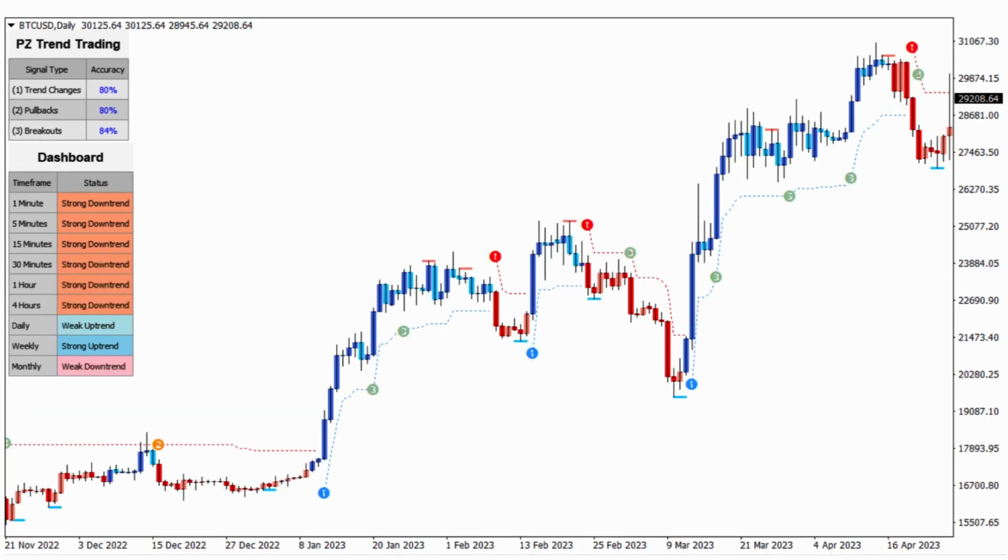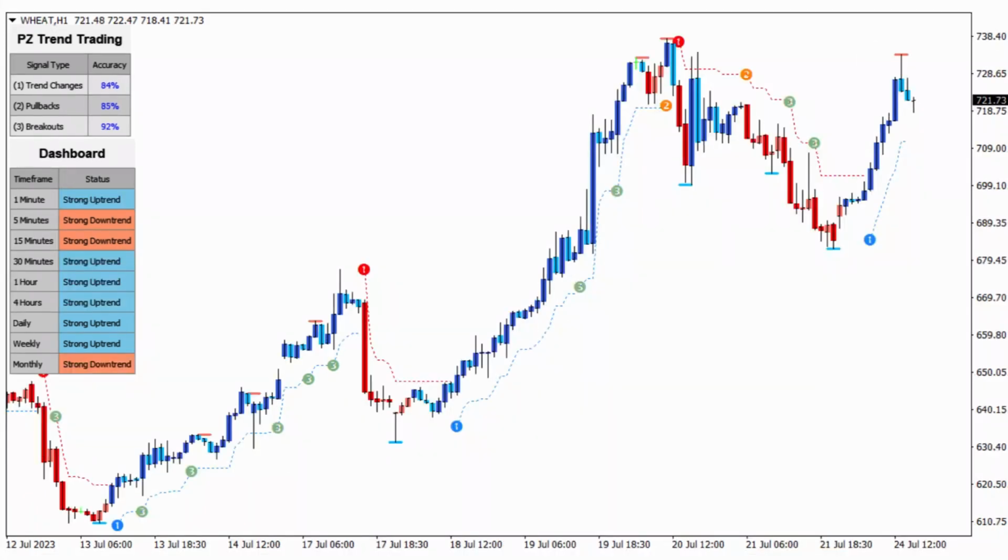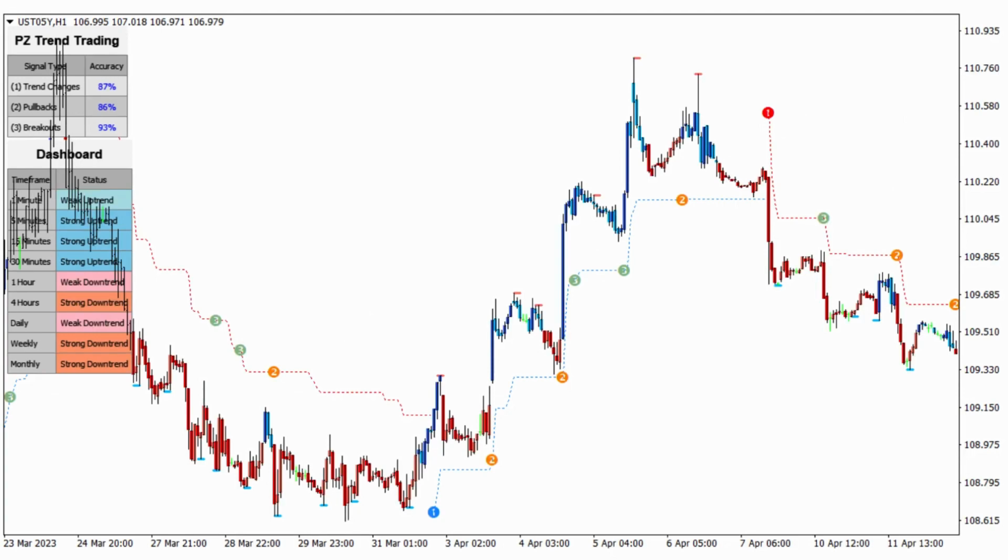It will prove useful for any instrument and time frame, from monthly charts to hourly charts. The Trend Trading Indicator is your all-in-one tool for trend following success. Don't miss out on another trend.